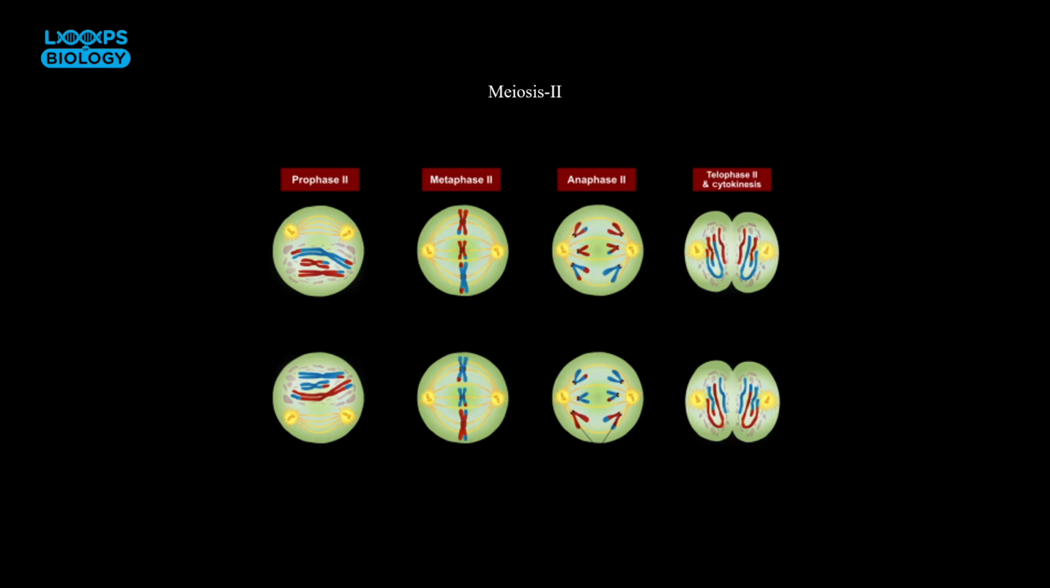Alright, if I'm talking about meiosis 2, there is going to be prophase 2. Similar to your mitosis, this is exactly similar to mitosis. Alright, one chromosome with two sister chromatids. So there is one centromere and there are two sister chromatids.